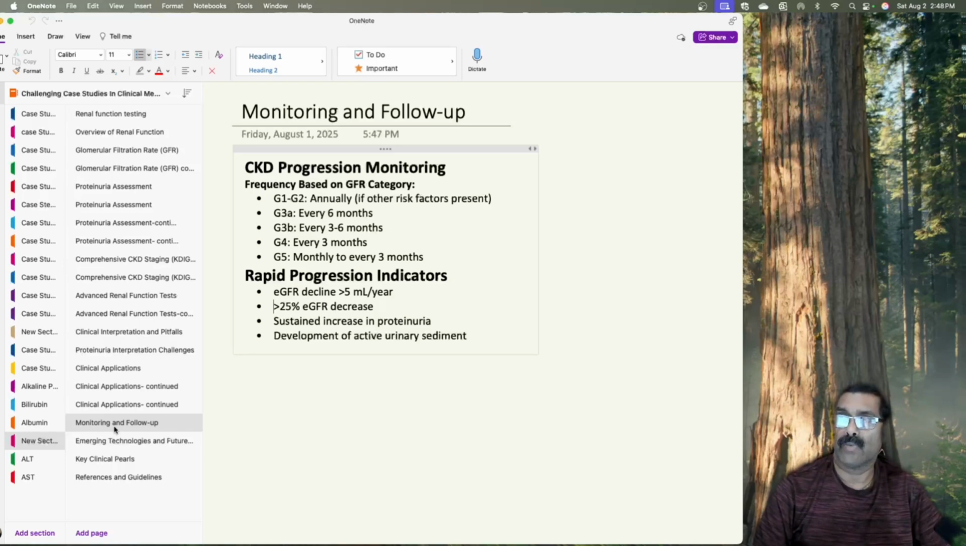G1 to G2 annually, especially if other risk factors are present. G3a every 6 months. G3b every 3 to 6 months. G4 every 3 months. And G5 monthly to every 3 months. Rapid progression indicators. eGFR decline of more than 5 ml per year, more than 25% eGFR decrease, sustained increase in proteinuria, or development of active urinary sediment are rapid progression indicators.